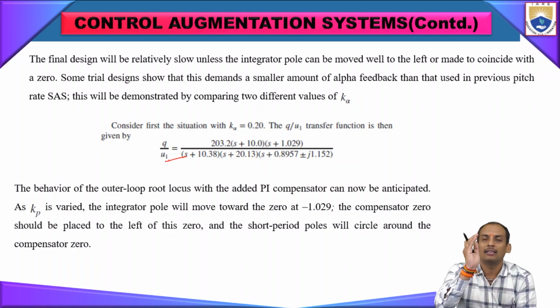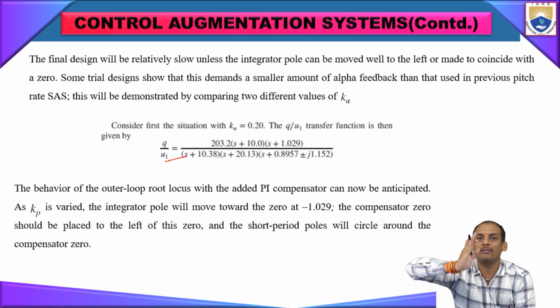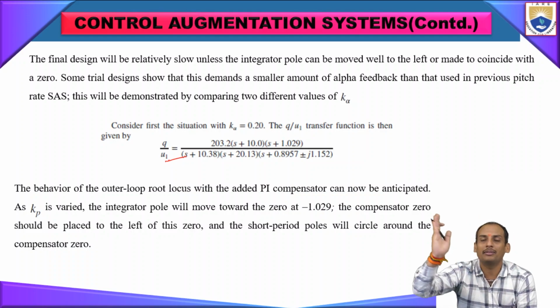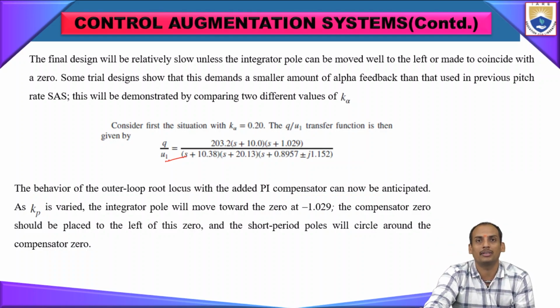If you see that root locus plot, if it goes to the left side, that means it is going away from the imaginary axis, or it will go to 0. If it is going to 0, that means it is going near to the imaginary axis. Some trial designs have been shown that demand a smaller amount of alpha feedback than has been used in previous pitch rate essays.